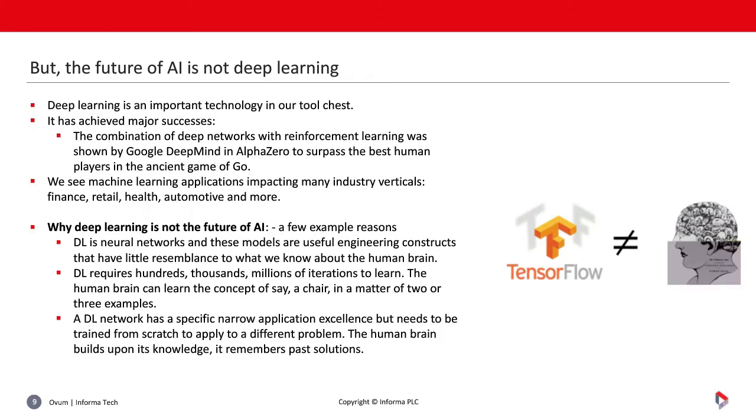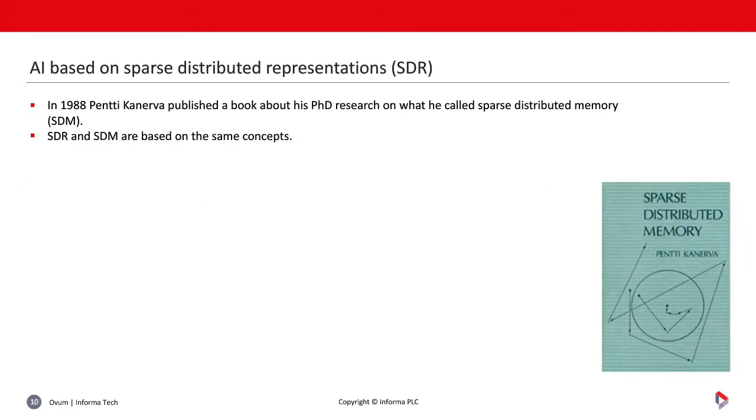Now, back in '88, which was around the time that backpropagation was invented, there was this research produced by Kanerva on sparse distributed memory. And this was later taken up by an organization called Numenta.